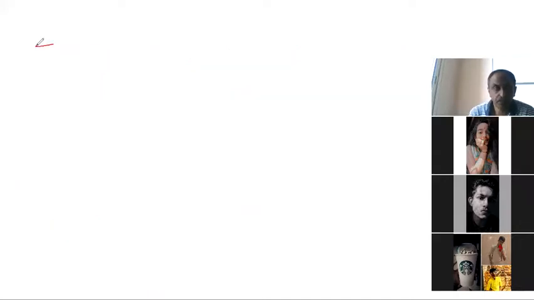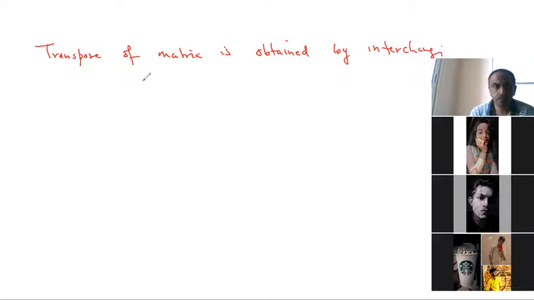What do you say? Transpose of a matrix is obtained by interchanging rows and columns.